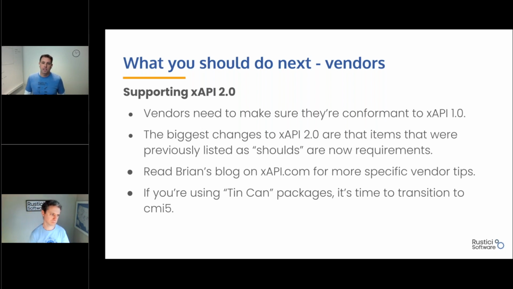We have a blog post out on xapi.com that'll be linked in the chat for some more specific vendor tips. And then again, if you're using Tin Can packages, if you're exporting them from an authoring tool and you look inside your zip package and you see tincan.xml, it's time to transition off of that. It's time to talk to your vendor about moving forward with cmi5.